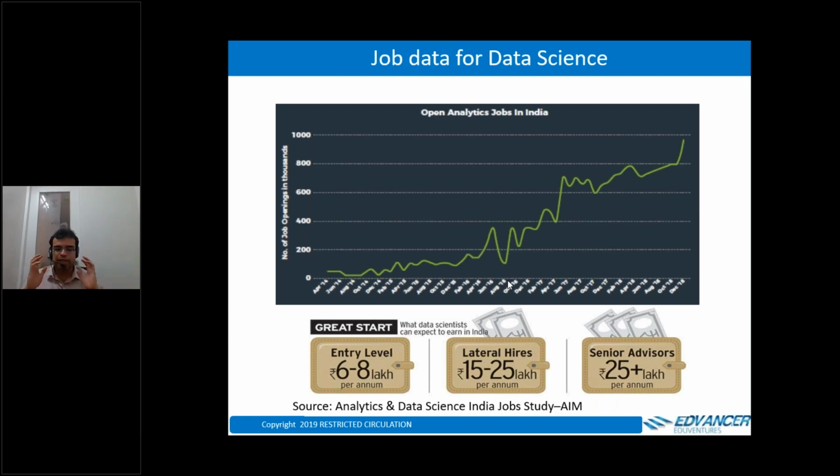So quite clearly, data science pays very, very well, much more than many other job profiles. And that is simply because there's a huge shortage of skilled talent in this industry. There are a lot of job openings, but not enough people to fill them up.